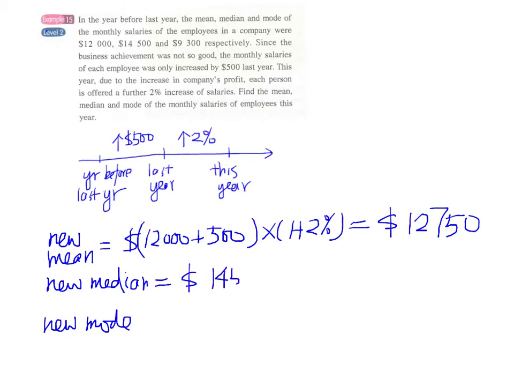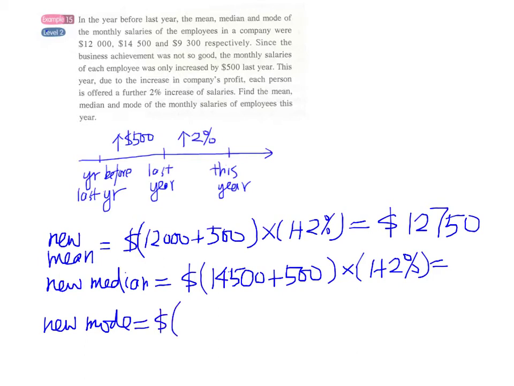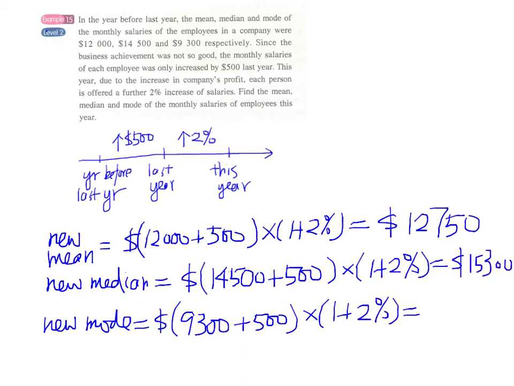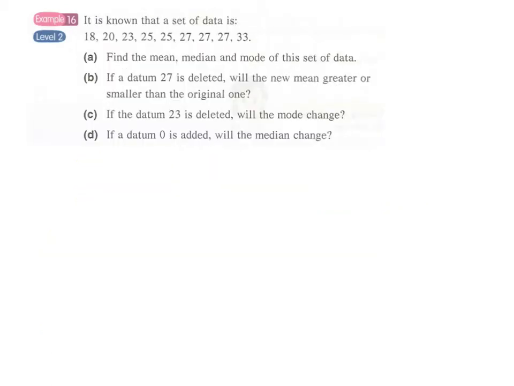The old median, 14500. We increase this by 500 and then multiply this by 1 plus 2%. And the new mode, we did the same. Increase this by 500 and then multiply this by 1 plus 2%. So we have $15300. And for the new mode, we have $9996.